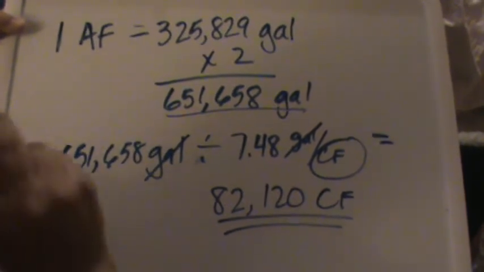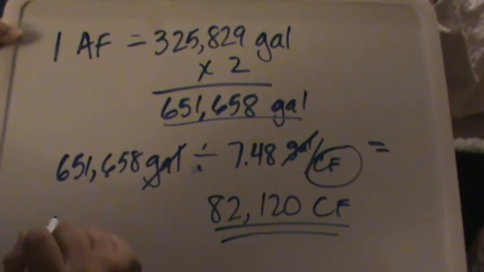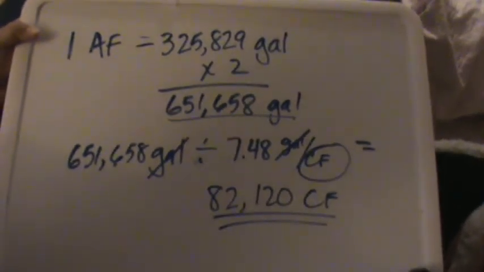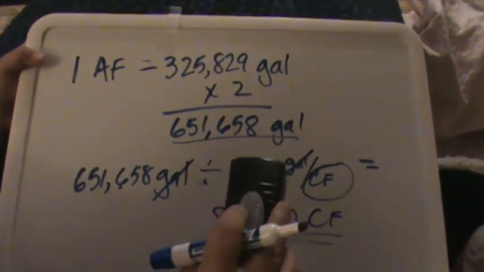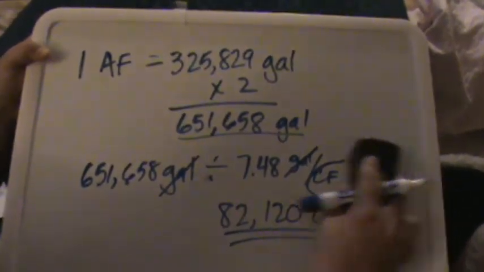651,658 gallons in 2 acre-feet, or 82,120 cubic feet. That's question number 2. Again, to find how many gallons in an acre-foot and how many gallons per cubic foot, I would find that on my conversion sheet in the upper left-hand corner.